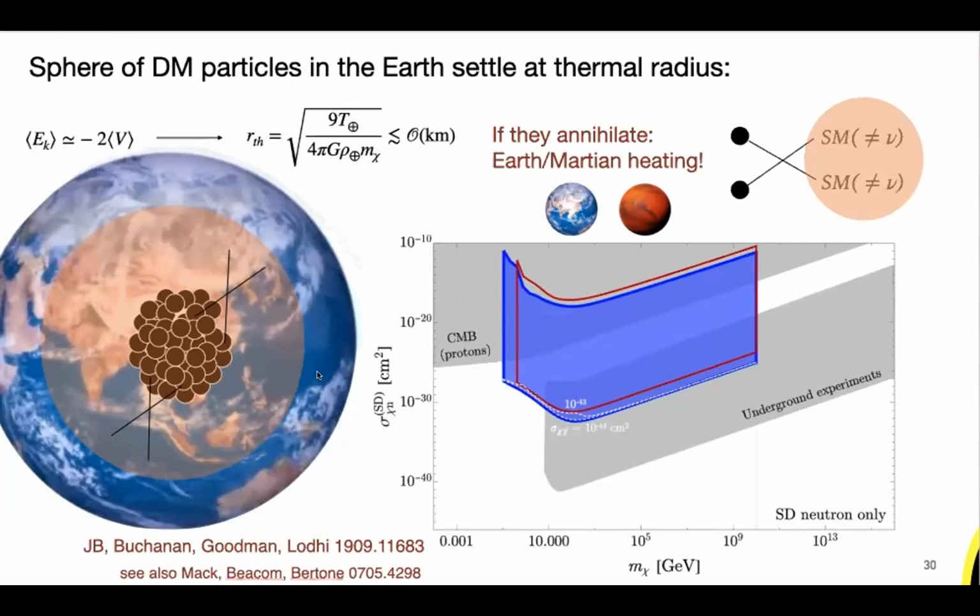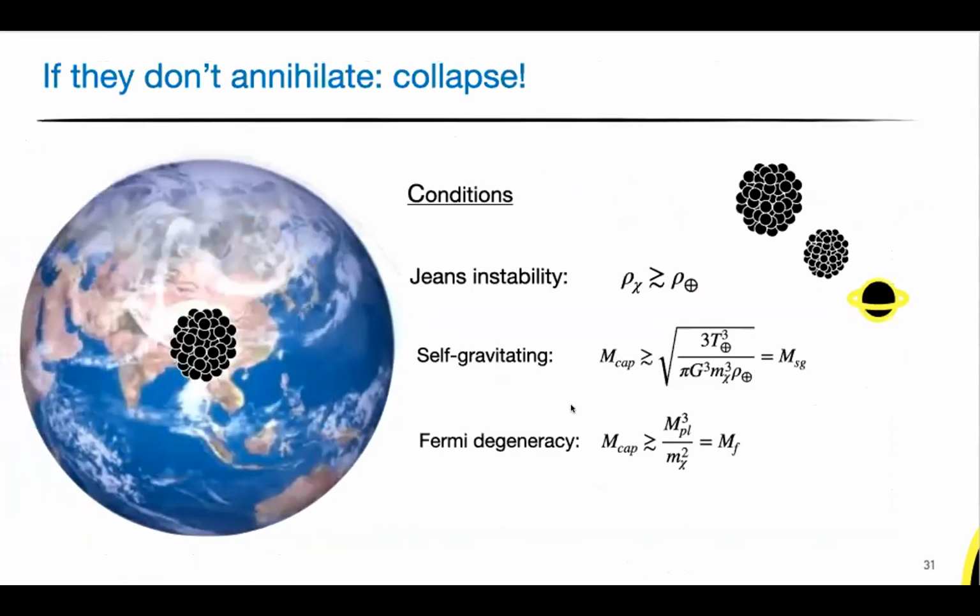I did a sort of redo of this analysis with some grad students where we did a more detailed model of the Earth, and we looked at a wider range of dark matter models and dark matter annihilation cross sections. But let's say that the dark matter doesn't annihilate and it just sort of keeps on collecting inside the Earth. Well, if that occurs, then eventually they'll collapse.